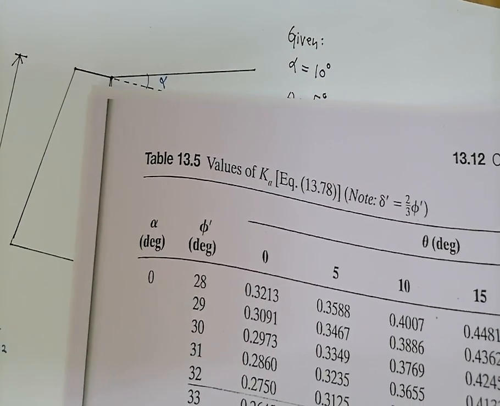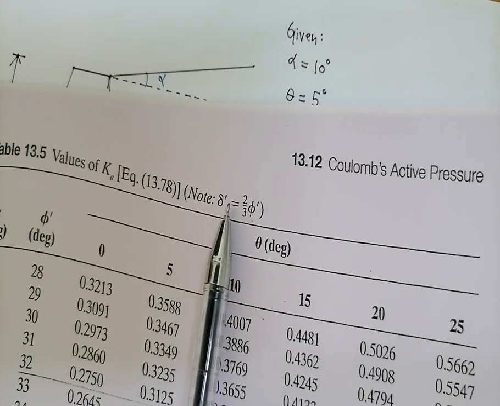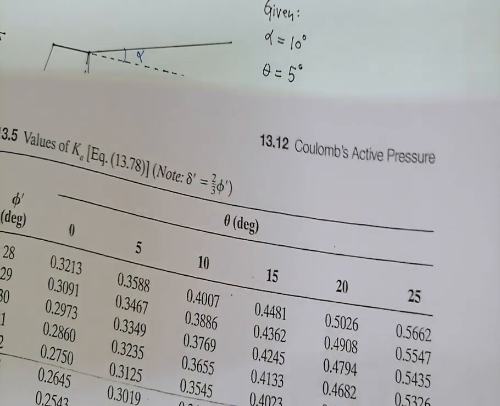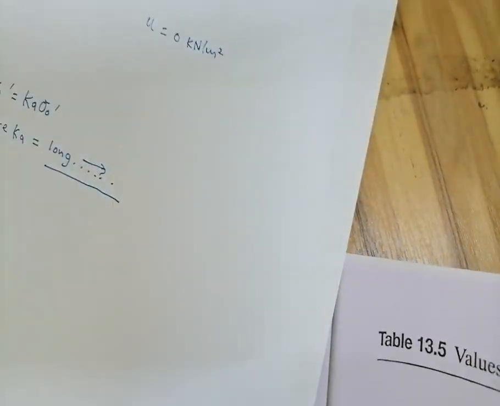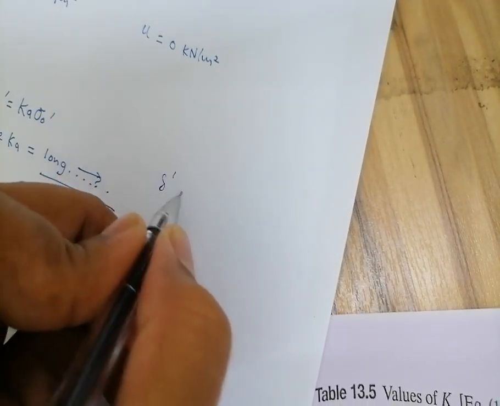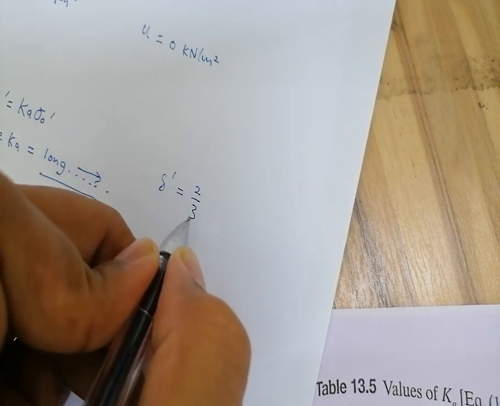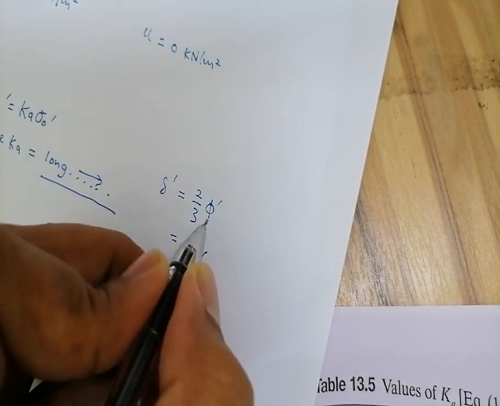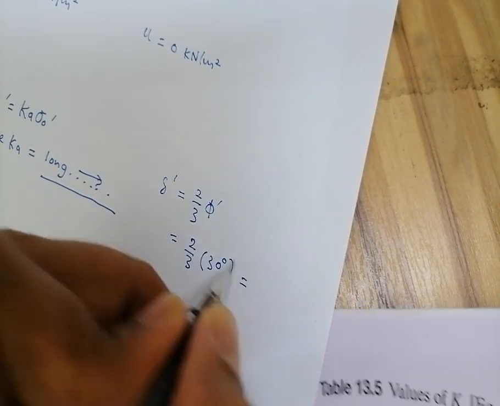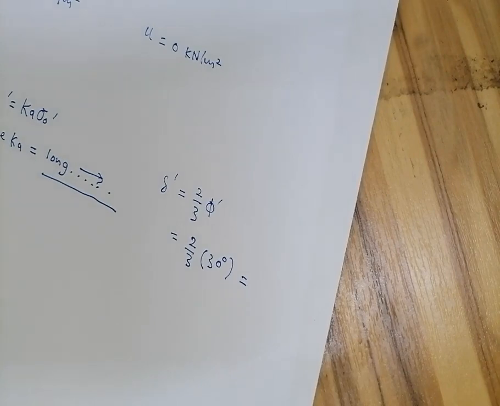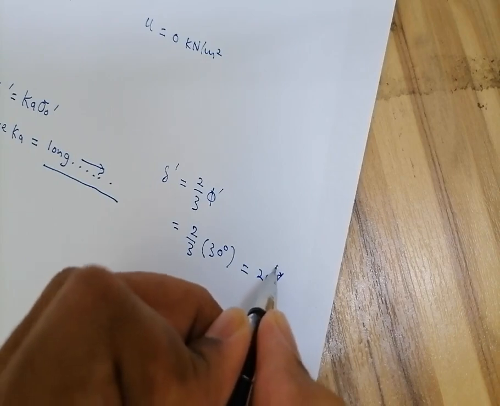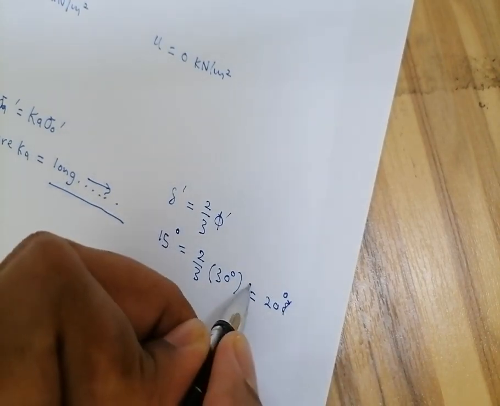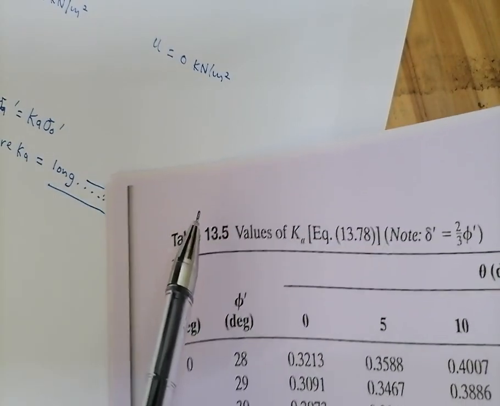Okay, what about this one? Table 13.5. Can we use this? I want you all to look at this note here. See, delta prime, which is the wall friction angle, is 2/3 of the soil friction angle. I'm sorry if you get a bit confused. So for table 13.5, delta prime equals 2/3 of the soil friction angle. Is it true? 2/3 times our soil friction angle of 30 degrees gives 20 degrees. Is it true? No, it's not, because our wall friction angle is 15 degrees. So we cannot use table 13.5. This is also a no.